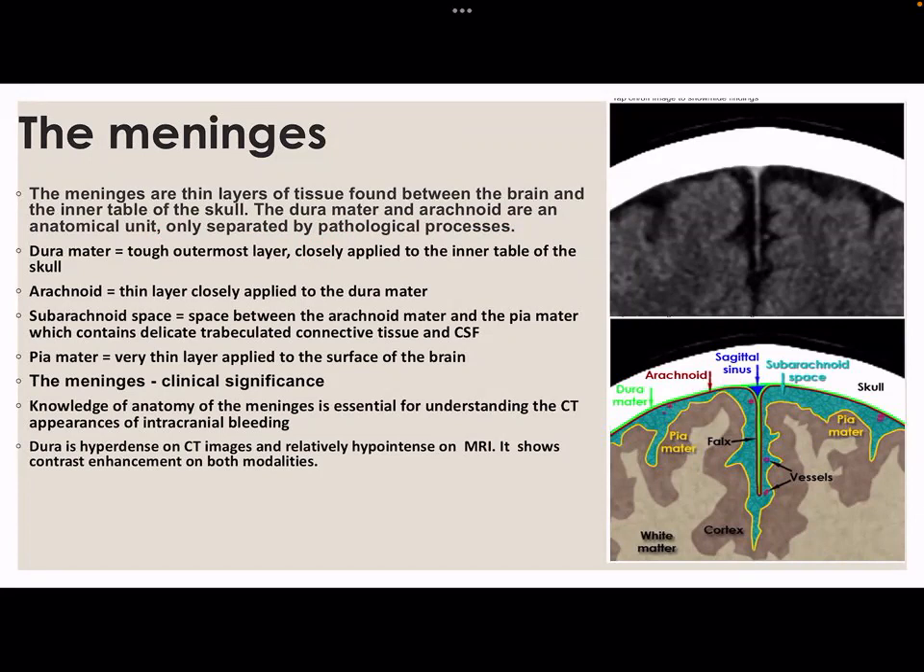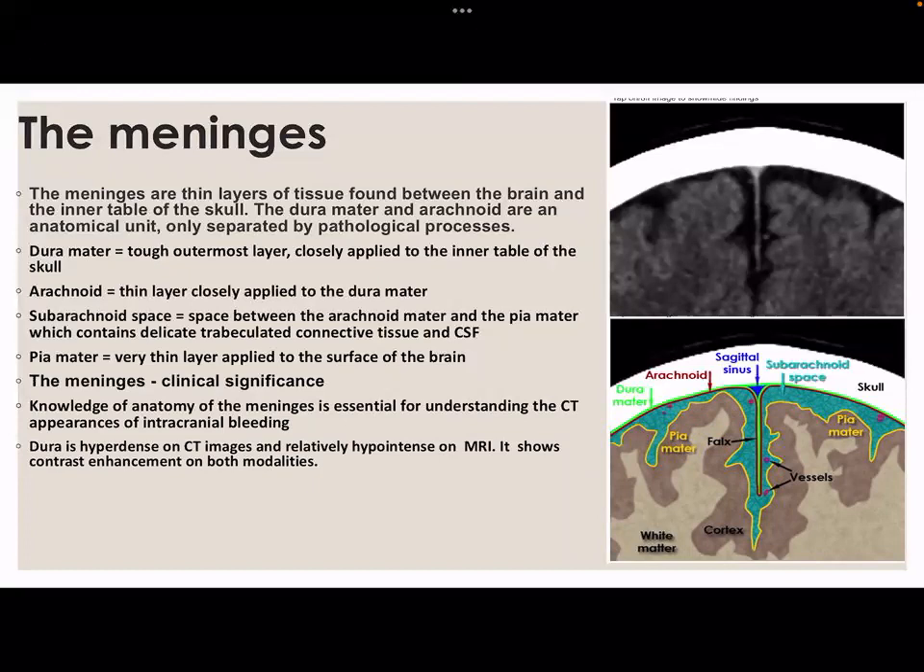Then the arachnoid mater. It is a thin layer closely applied to the dura mater. Then we have the subarachnoid space, which is a space between the arachnoid and the pia mater, and contains delicate trabeculated connective tissue and CSF, and also vessels. And then the pia mater, which is a very thin layer applied to the surface of the brain.